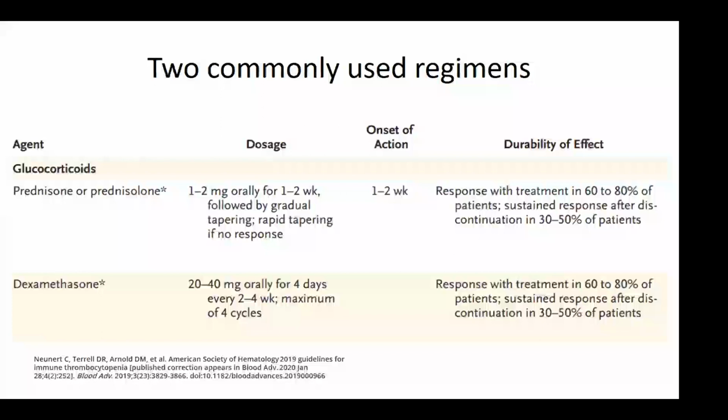We have prednisolone, 1 to 2 milligram per kilogram orally for 1 to 2 weeks, followed by gradual tapering. If there is no response after 2 weeks, we should rapidly taper the prednisolone. The other regimen is dexamethasone, 20 to 40 milligram for 4 days, every 2 to 4 weeks with a maximum of 4 cycles. The response rate in the two regimens is the same, 60 to 80%, while the sustained response is 30 to 50% in each regimen.